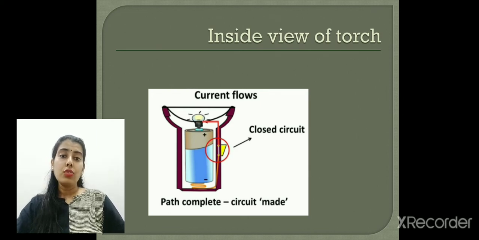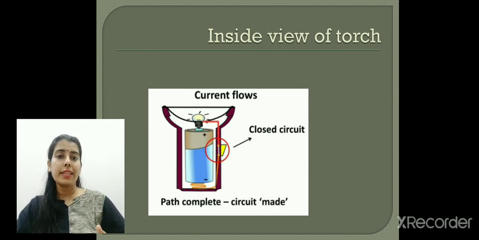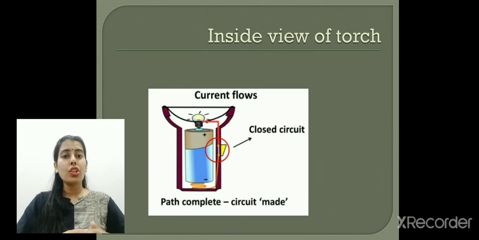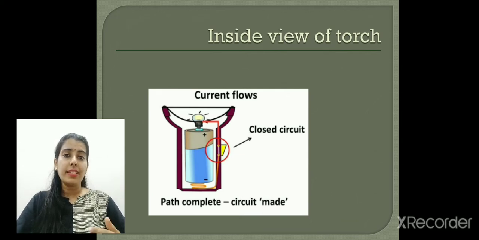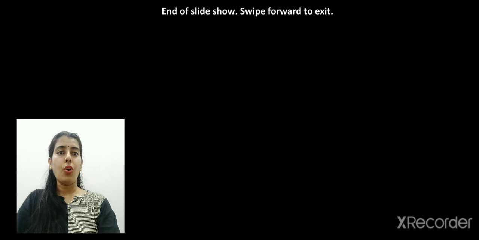Now as soon as you switch on your torch, you put that slider switch on, the circuit gets completed. How? There is a metal plate inside. Now why is there a metal plate? Because all metals are very good conductors of electricity. They allow electric current to flow through them. So as soon as we switch it on, the circuit gets closed. The path is complete. And the energy from the cell starts flowing towards the bulb and the bulb starts glowing. This is how an electric torch works.